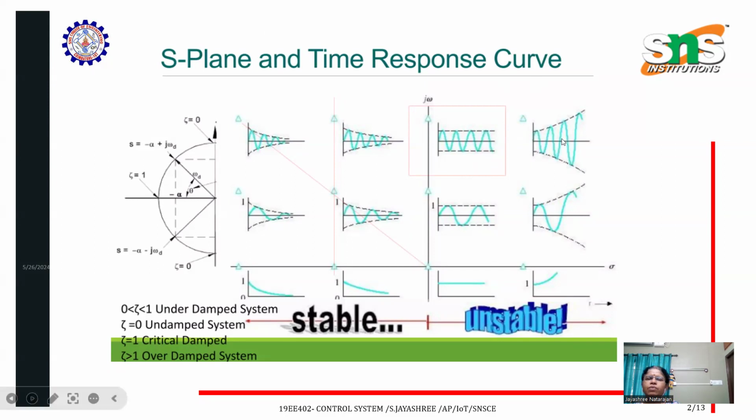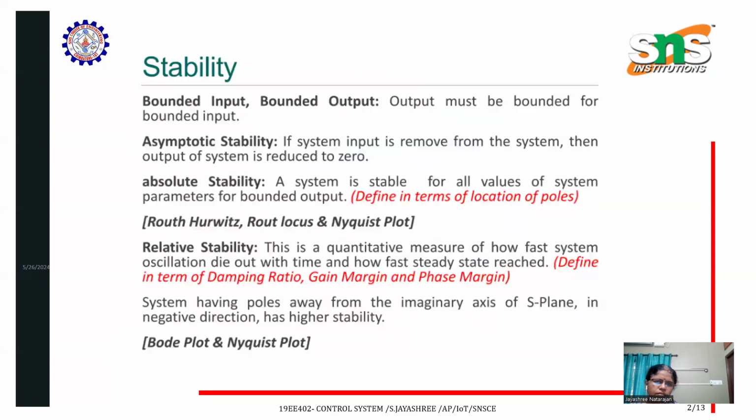The last one is the undamped system. When t increases, the system deviates from stability and the oscillations keep increasing. So this is an undamped system. Then stability.